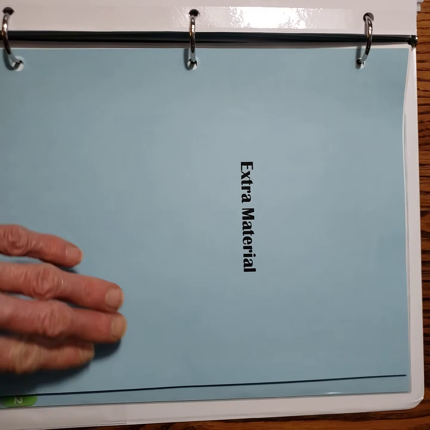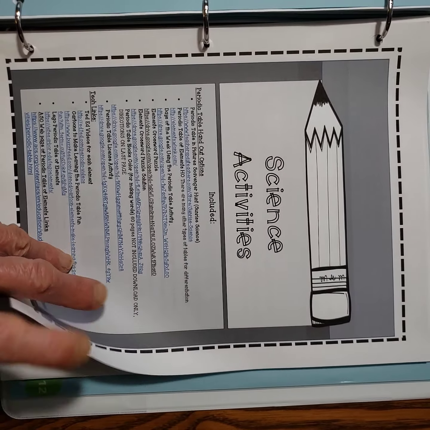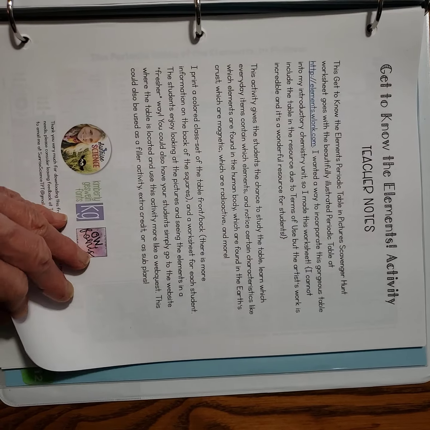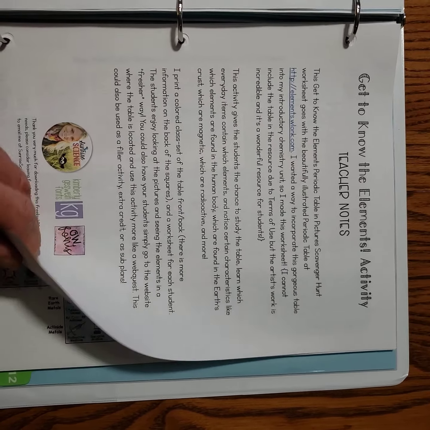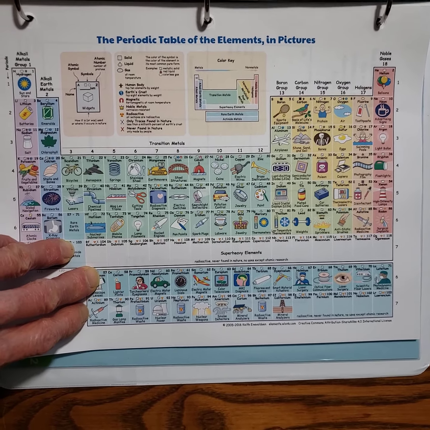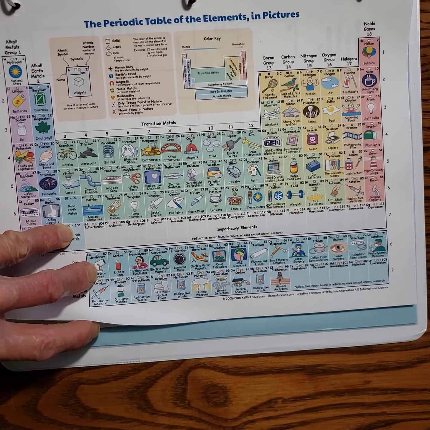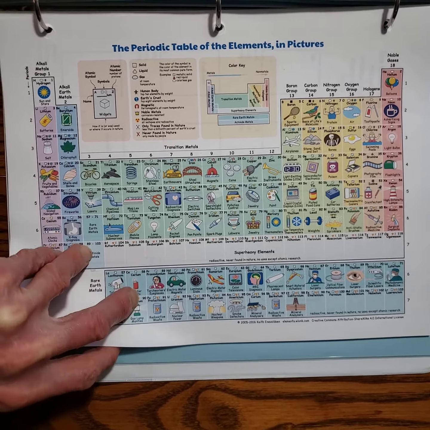And then there's just some extra material, enrichment material for students who may be done their work in class. I have one here on the elements of the periodic table. We are doing that in mixtures and solutions in grade 7 science right now, so that would be a good activity for when they're done.